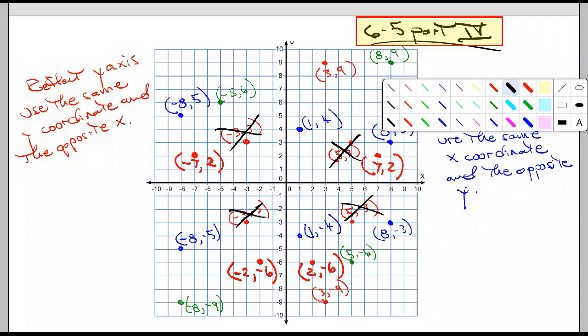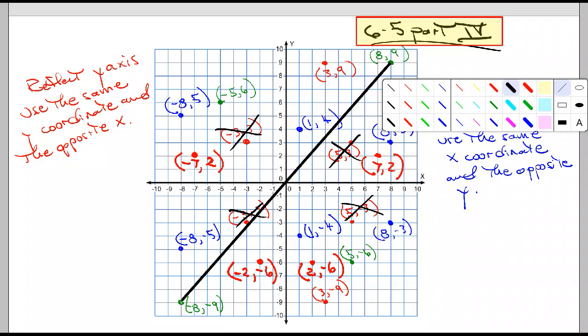How about this one right here? 8, 9. What's its opposite? -8, -9. Now, one last thing I want to show you. When you reflect both axes, there's something that takes place. Watch what happens here. So let's look at 8 and 9, and I'm going to start there, and I'm going to go down to its reflection, -8, -9. What happened? Where did that line go? Right through the origin.